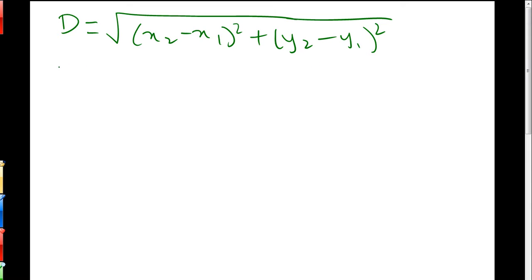Because Pythagoras' theorem comes from this. See, there's the squared, there's the squared, there's a plus in between. So you already know that you should have something squared plus something squared. That something is just x2 take away x1 and y2 minus y1. That's it. Why is it minus? Because you want the distance.